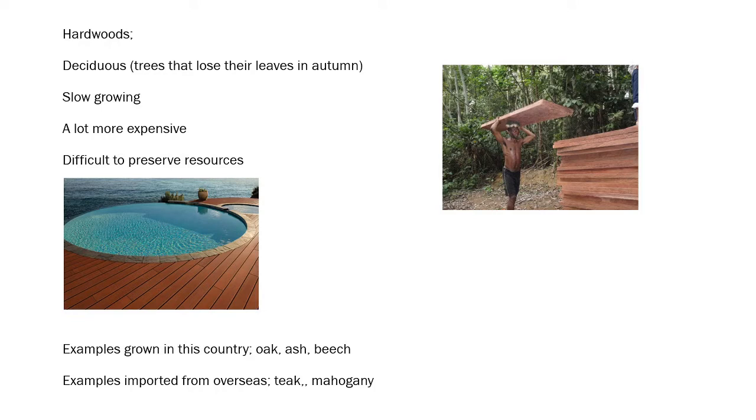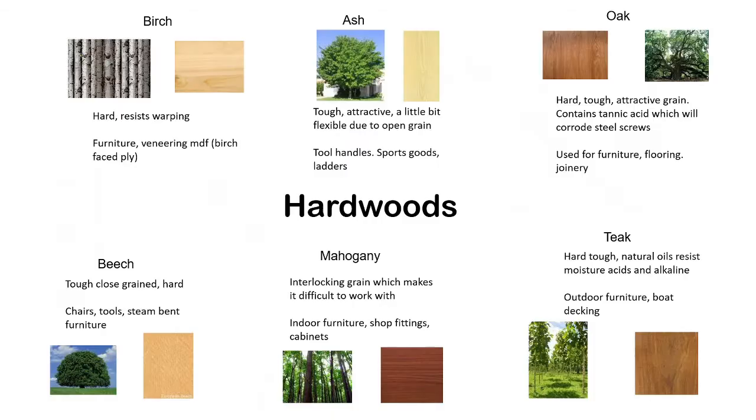Examples that we grow in this country are typically oak, ash, and beech, and then we do import a lot overseas, so things like teak and mahogany. Now, the main examples that the exam gives are these ones: birch, ash, oak, beech, mahogany, and teak.